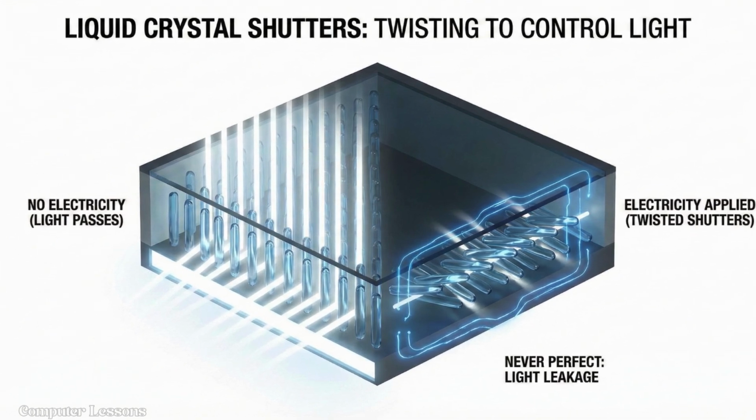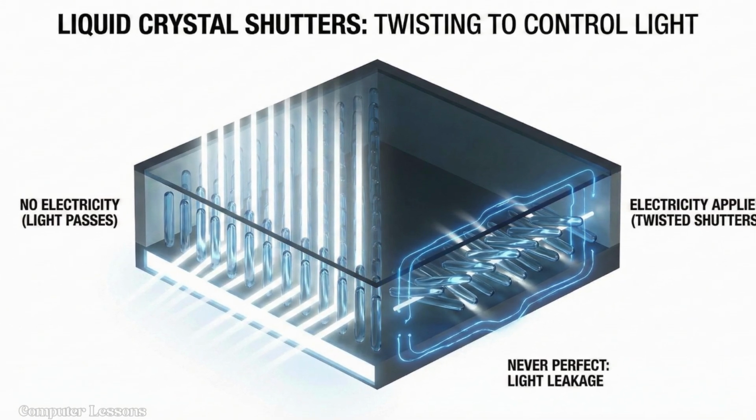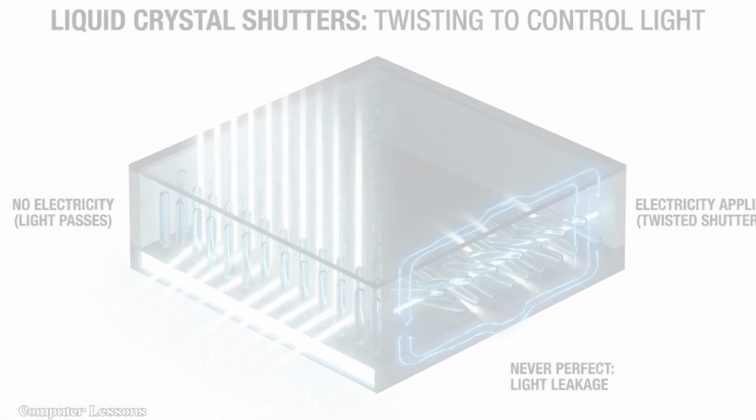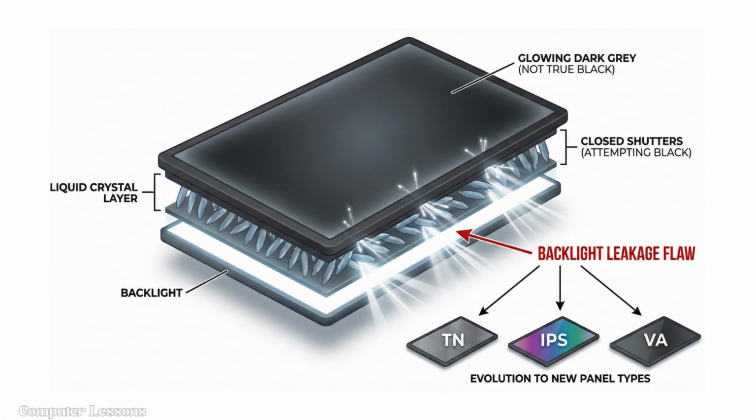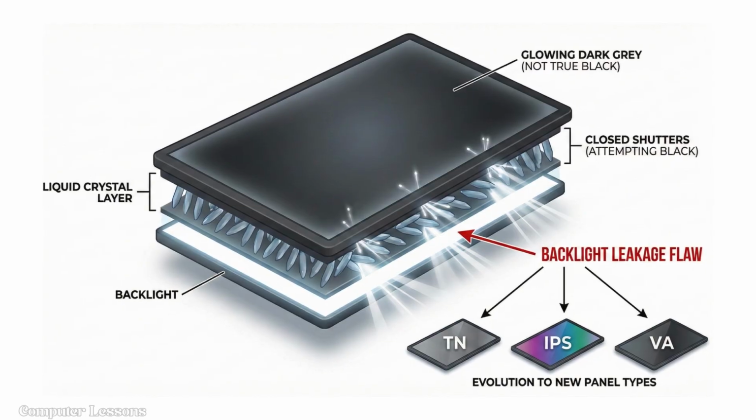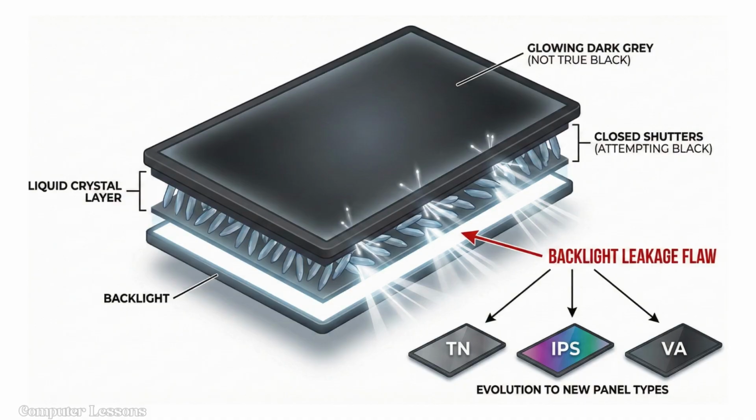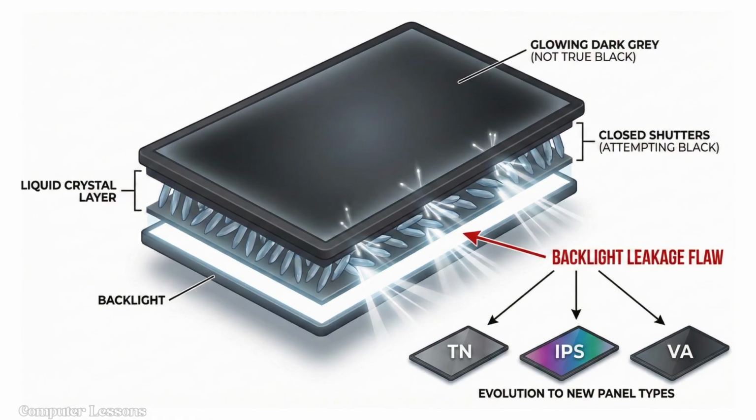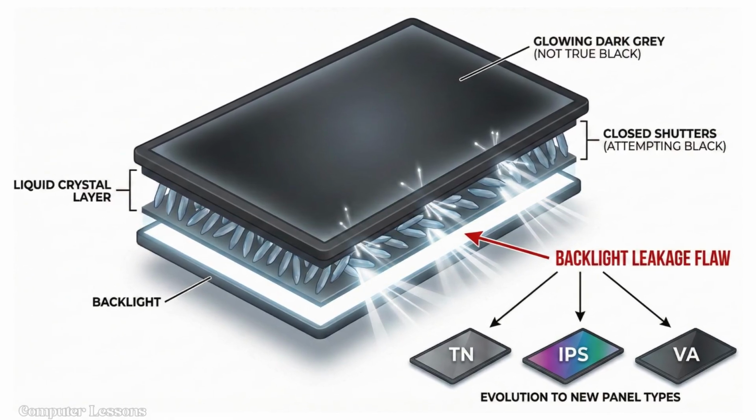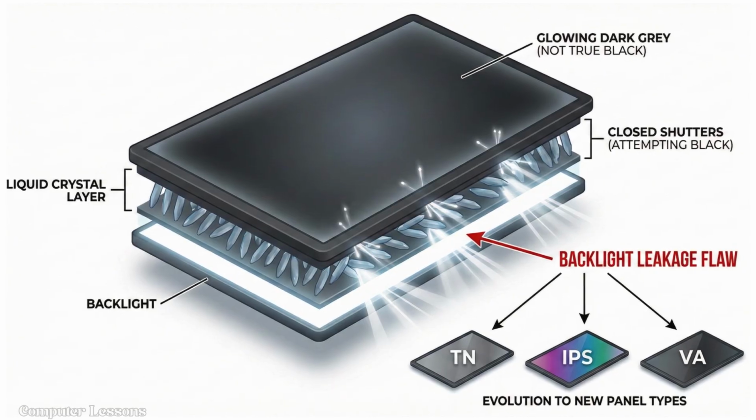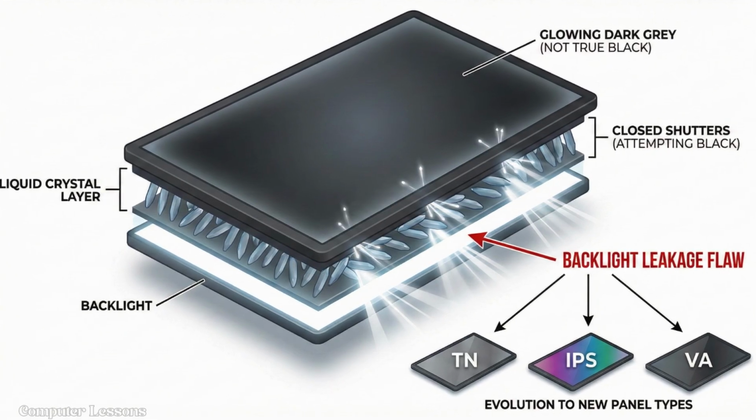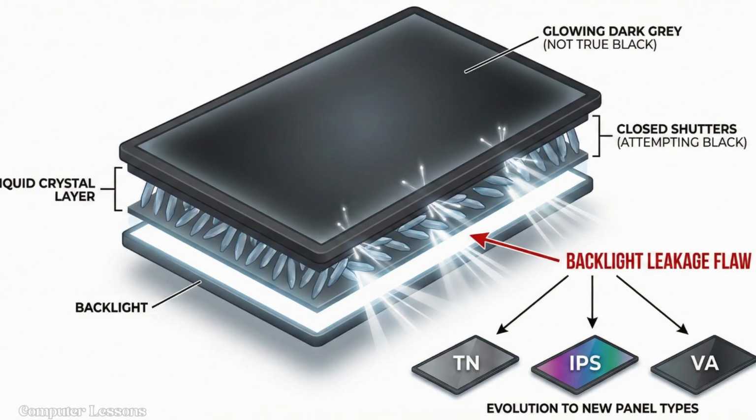However, these shutters are never perfect. Even when they are closed to show black, some of the strong backlight still leaks through the cracks. This is why, on a standard monitor, black looks more like a glowing dark gray. This fundamental flaw led to the development of different panel types: TN, IPS, and VA.